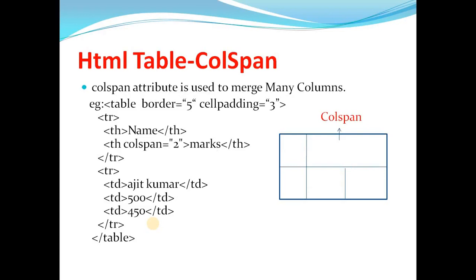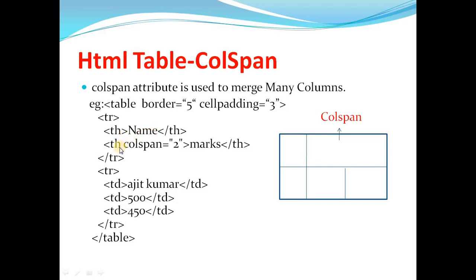Next in an HTML table comes the column span. So what is column span? The colspan attribute is used to merge many columns. If you want to merge more than one column, maybe 2 or 3, as many as you want, you can merge that much. This merging of the columns is called colspan. So how to write the colspan attribute? Here I have already said about table border 5, cellpadding equals 3. Next comes the row. Here the heading of the row is name.